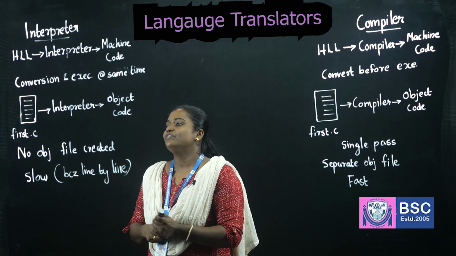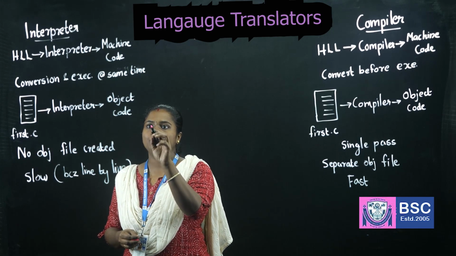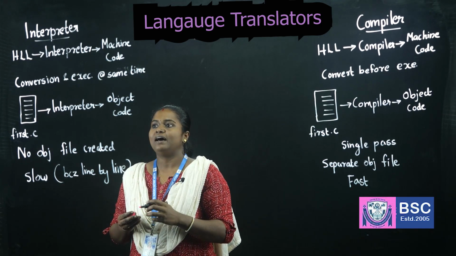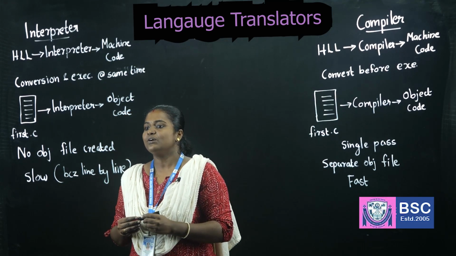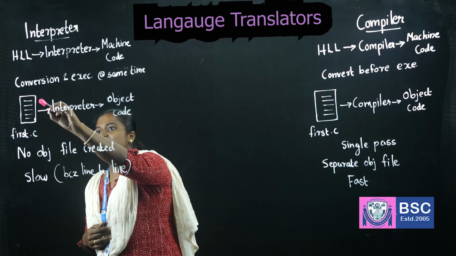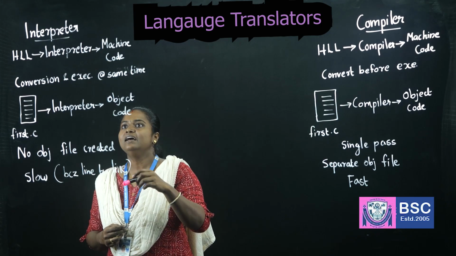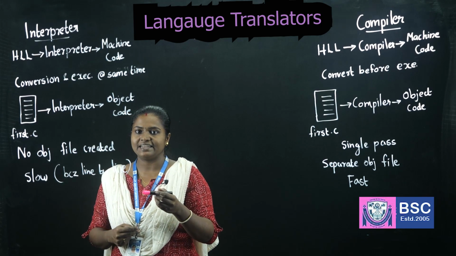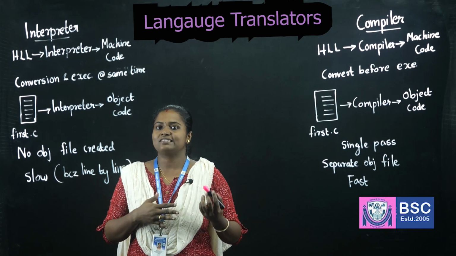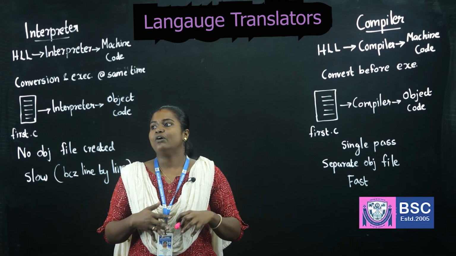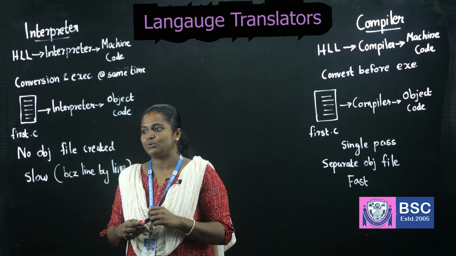Here this is my first program, first.c. I am converting the program into machine understandable format with the help of the language translator called interpreter. So here we are converting the first line. We take the first line of code and convert it into machine readable format, then execute it, then take the next line of code, convert it into machine readable format, then execute it. That is the pattern of execution in the case of an interpreter. It follows a line by line execution method.